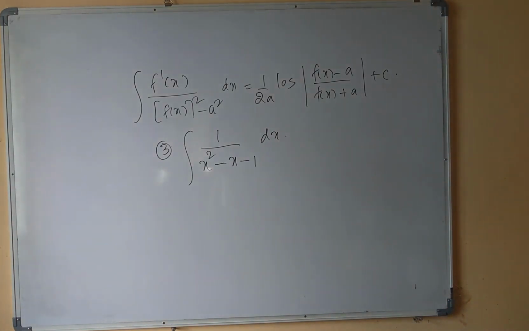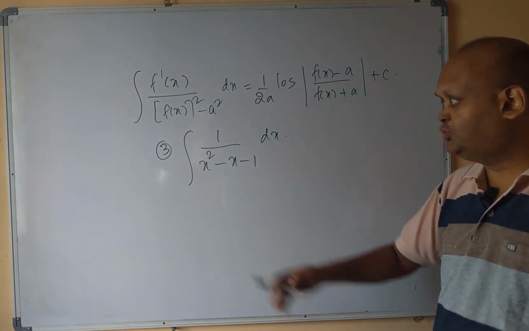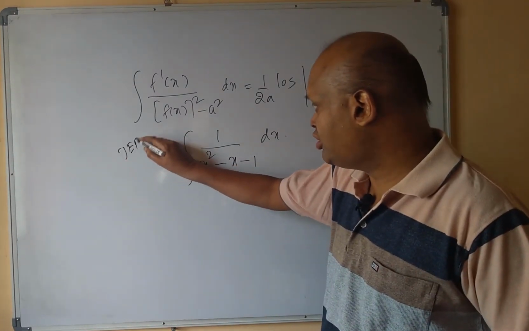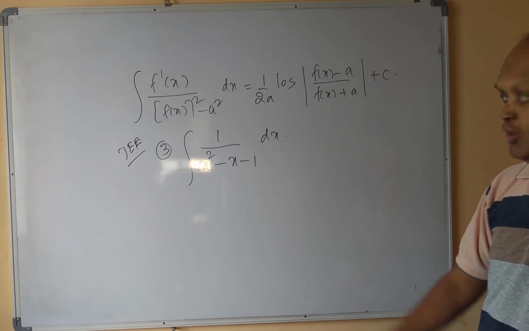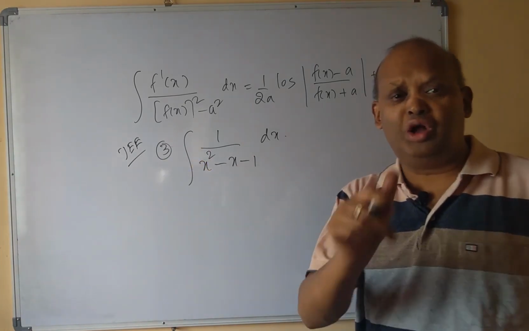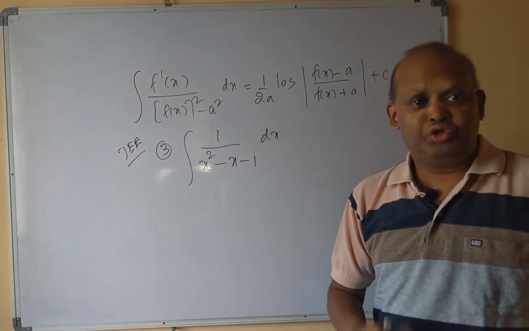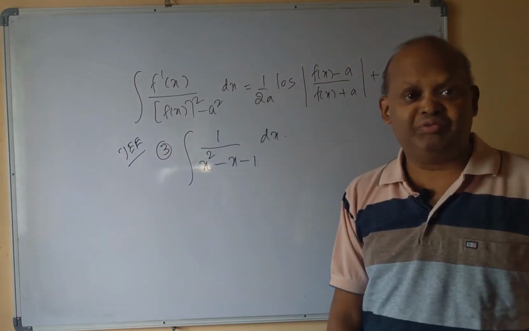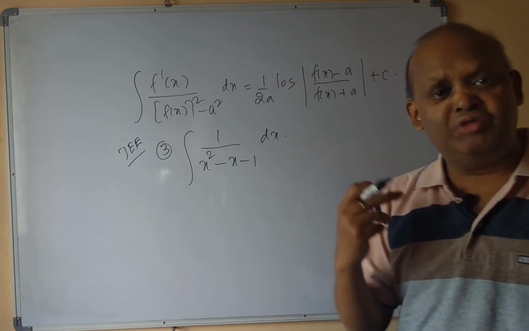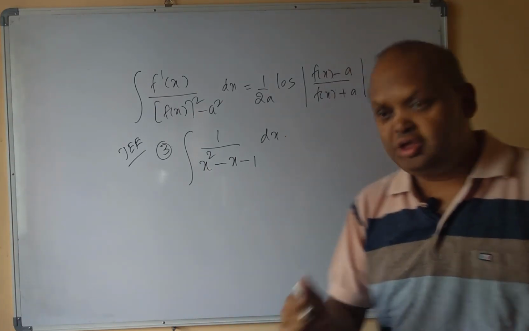My next problem is something like this, which I am just discussing here. So I want to integrate this. Remember, whenever you are doing quadratic problems, you have to make the quadratic into a perfect square. That means you have to convert it into (a minus b) whole square or (a plus b) whole square.